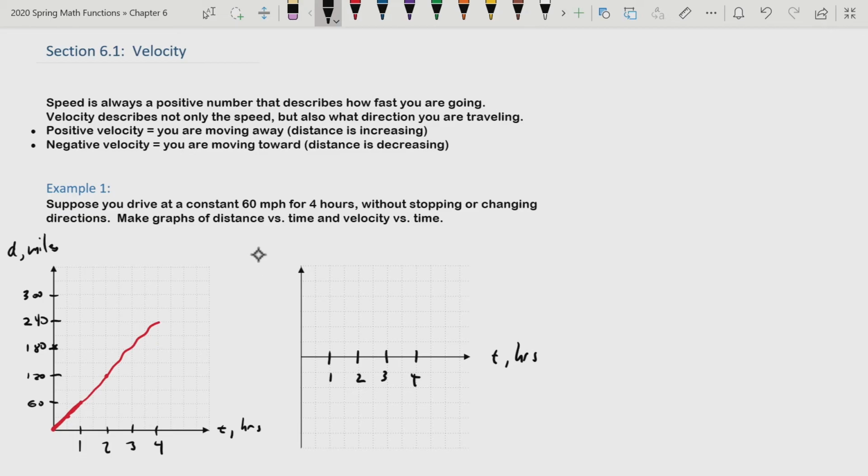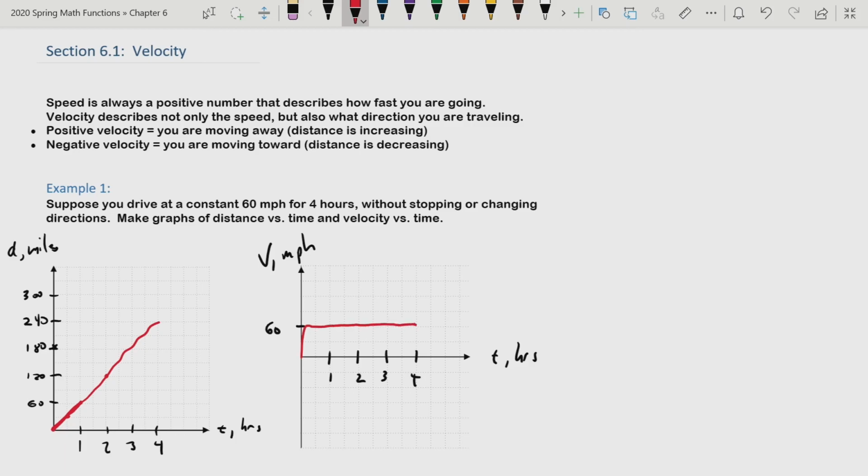But here we have the velocity, which is your directed speed. So this is going to be in miles per hour away from where you start. So at the very beginning, when you start, you're not moving at all. But we're going to move at a constant 60 miles per hour. So that means if I make this 60, even though we start here, very quickly we accelerate up to 60 miles per hour. And then we stay at 60 miles per hour the entire time.